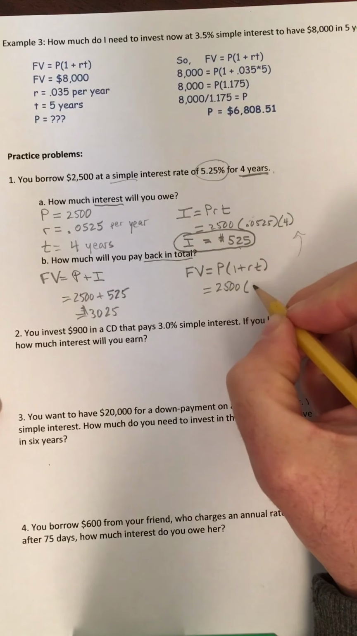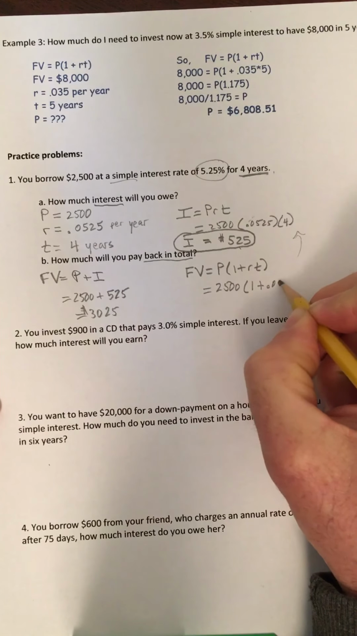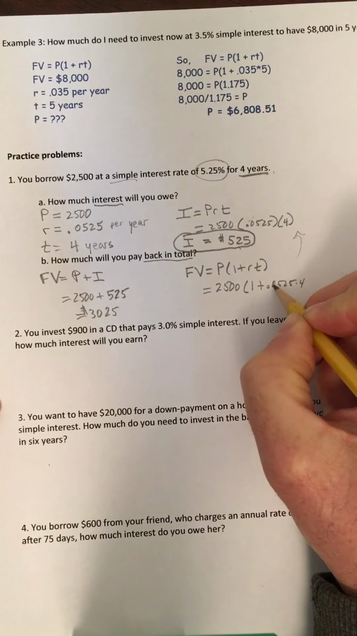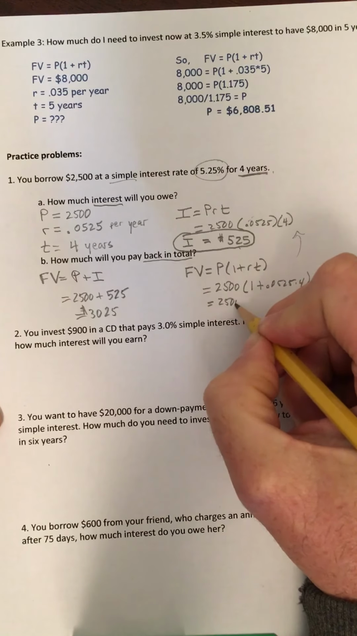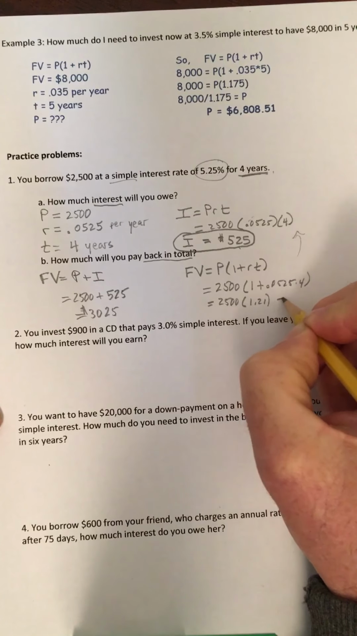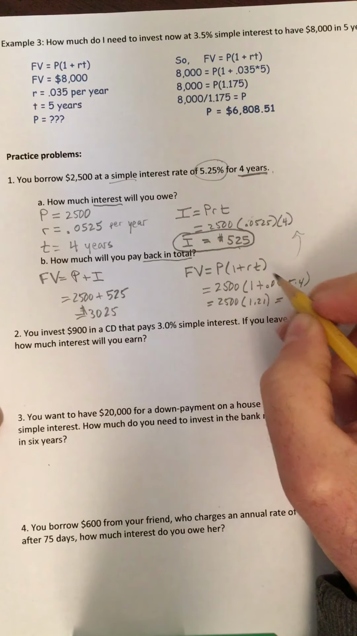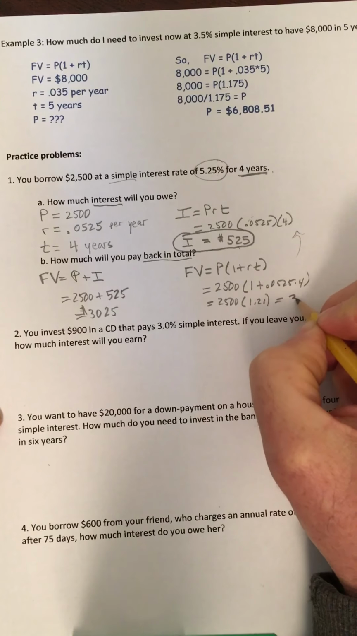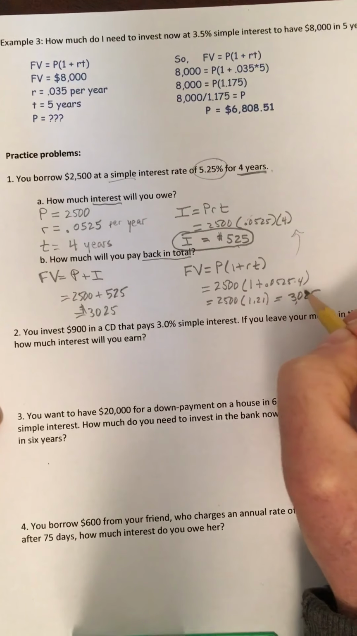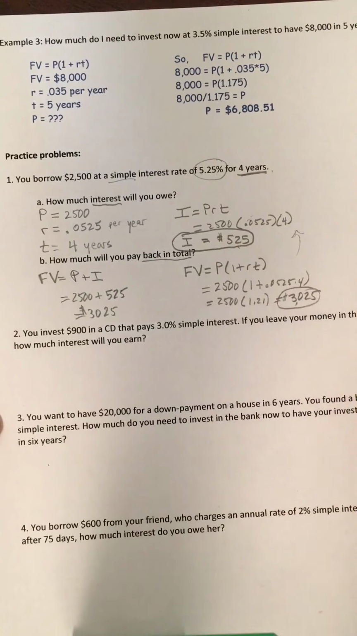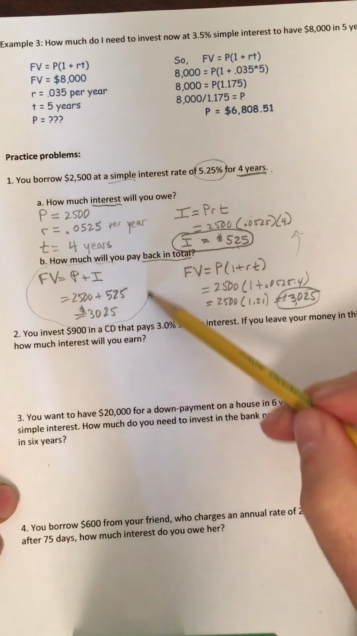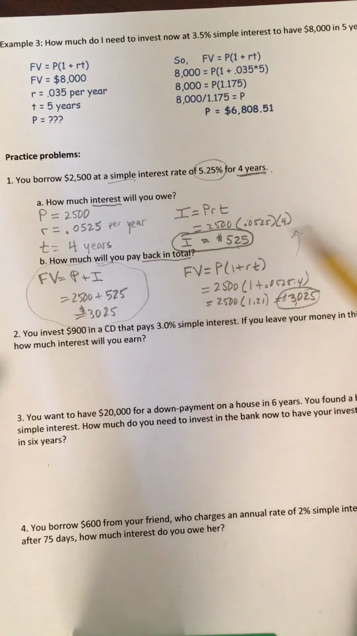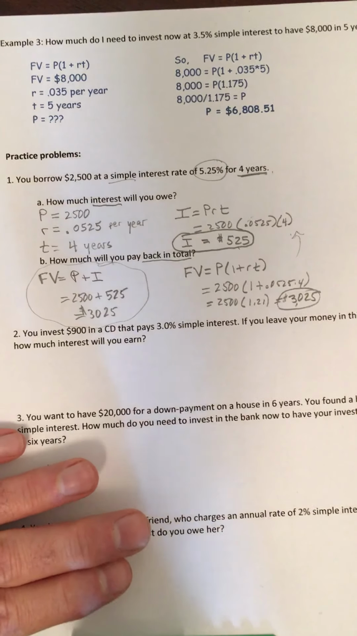So it's 2,500 times 1 plus 0.0525 times 4. And when you multiply that out in parentheses, you get 1.21. And so 2,500 times 1.21 is the same answer, right? Obviously, we can do it either way. We get 3,025. Okay, but just so you realize, I know most of your brains will go to the first way, which makes perfect sense. That's how I would do it too. But I just want you to realize this formula is what they give you, and it works as well.